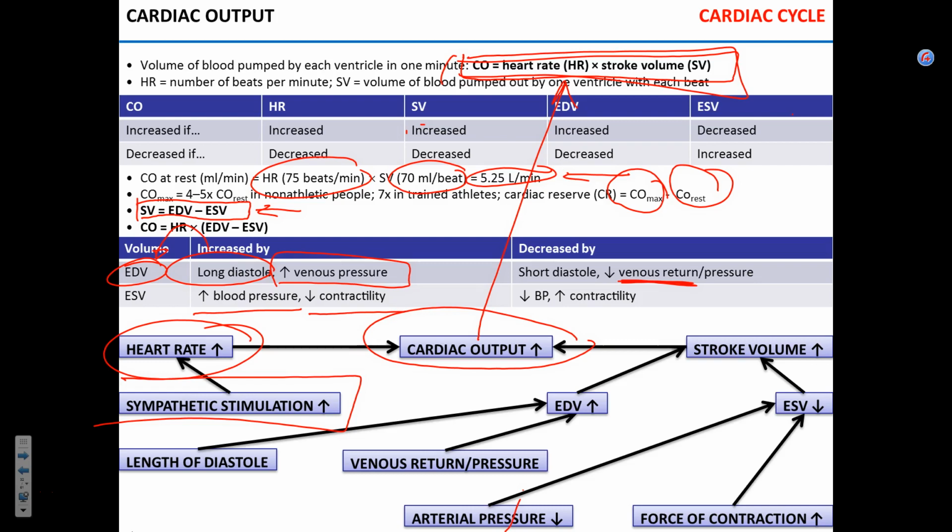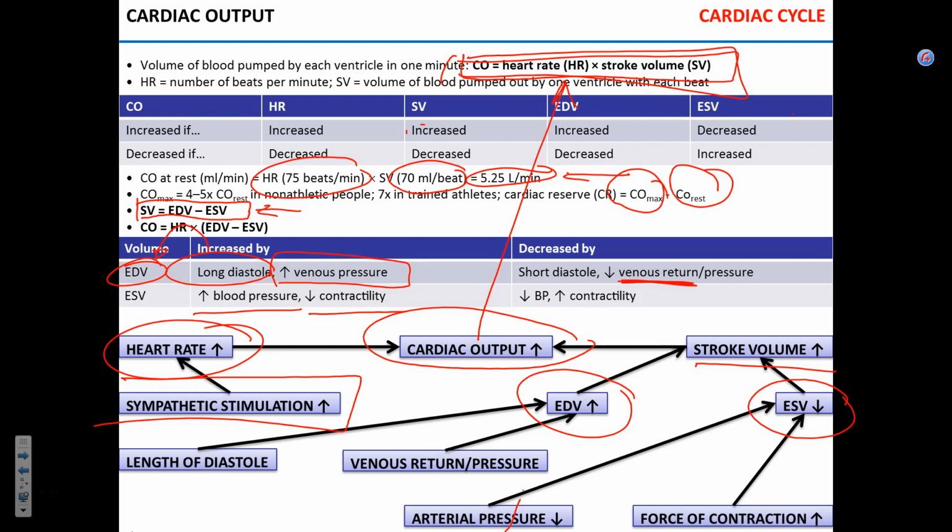Now, what can affect the stroke volume? What can increase it? Two options. Give me those. They're right there, but I want you to spell them out. Elevated end diastolic volume or decreased end systolic volume, or both. Does that make sense to you? Good?